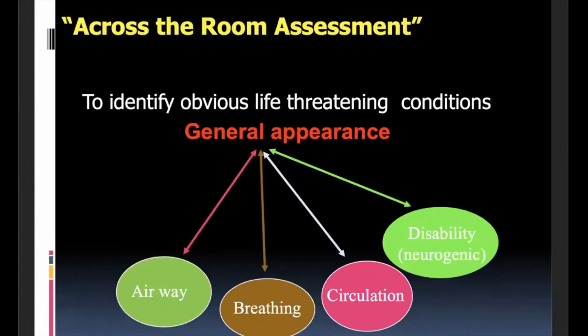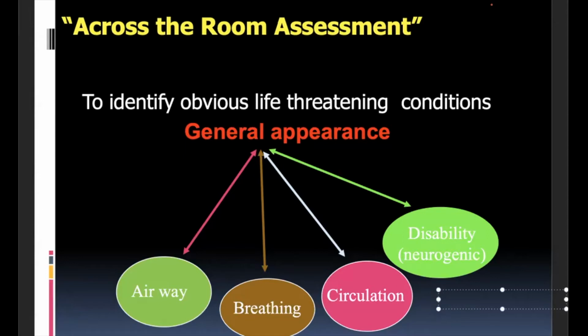We have here the across the room assessment to identify obvious life-threatening conditions in general appearance. This is like doing the assessment already, incorporating the concepts and skills you've learned from your first year and second year into the clinical setup. This one is the ABCDs of life. And here is an update: we are also putting in the letter E.